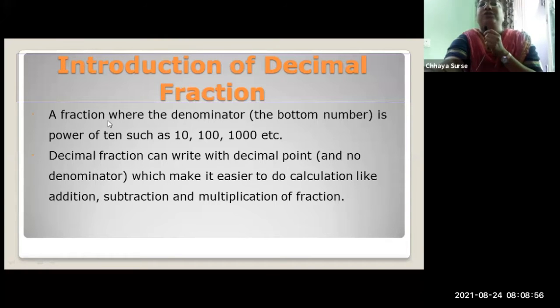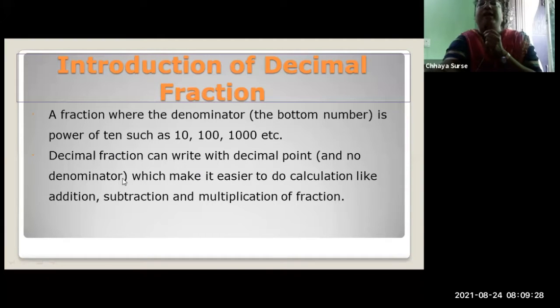A fraction where the denominator, the bottom number, is a power of 10, such as 10, 100 and 1000, is called a decimal fraction. It is a common fraction, but you can convert it into a decimal fraction if there is a power of 10 in the place of the denominator. Clear? A decimal fraction can be written with a decimal point.